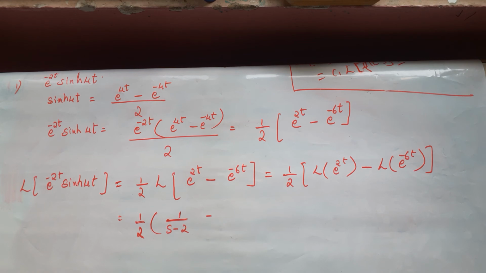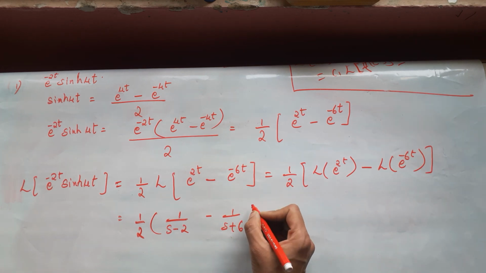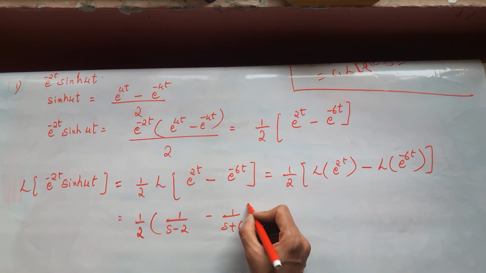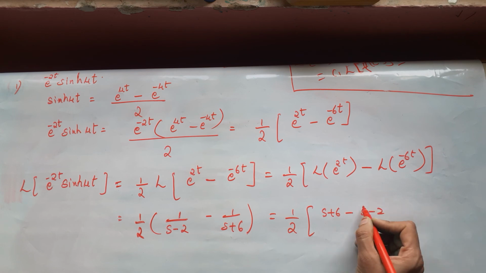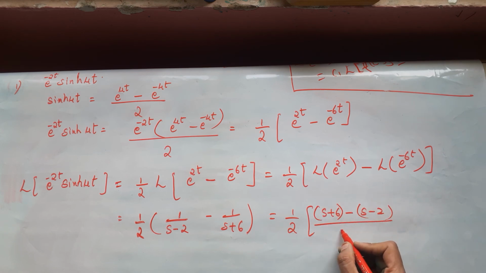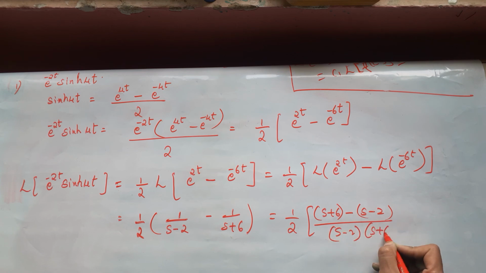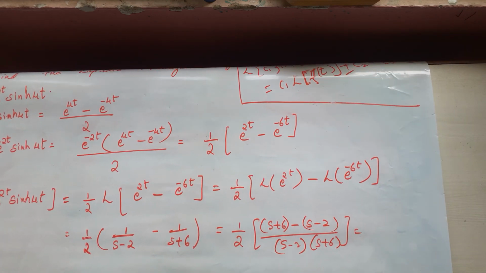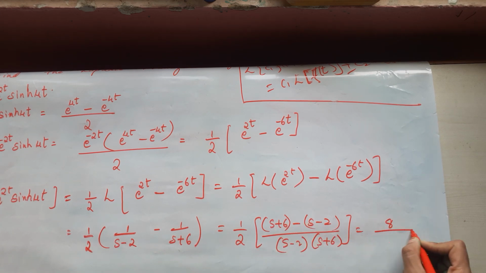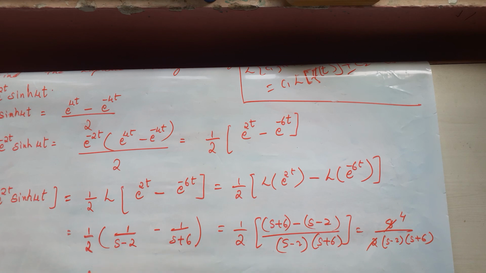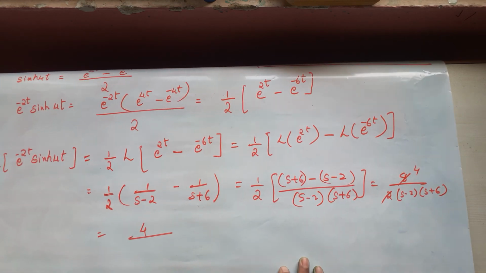We have written it as 1 divided by s plus a. Referring to that, you will have 1 divided by s plus, the value for a is 6 here. So it becomes s plus 6 here. Now take the LCM: half, s plus 6 minus s minus 2 over s minus 2 into s plus 6. Simplify this further: s minus s will get cancelled, plus 6 plus 2 becomes 8, divided by 2 times s minus 2 into s plus 6. Again you can simplify it, it is 4 over s minus 2 into s plus 6.